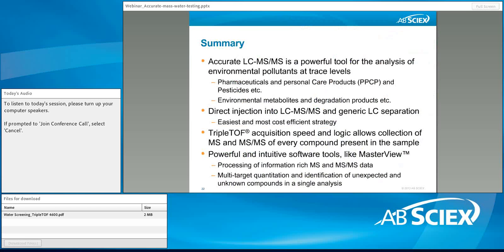So, a quick summary of that presentation. Accurate mass LC-MS is very powerful for quantitative and qualitative analysis. We can easily quantify environmental pollutants at trace levels. Pharmaceuticals, personal care products, and pesticides are just a couple of examples of what types of compounds can be analyzed. There is big interest right now in identifying unknown, unexpected environmental metabolites or degradation products of these compounds.